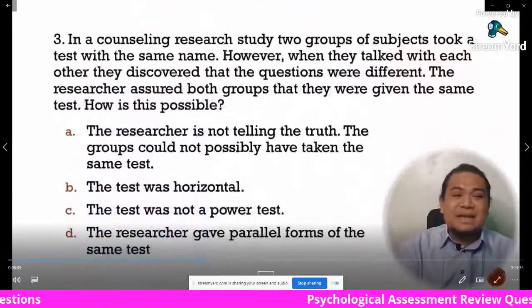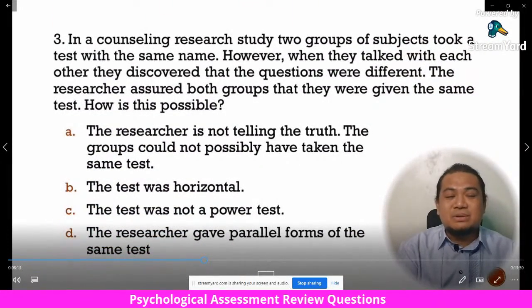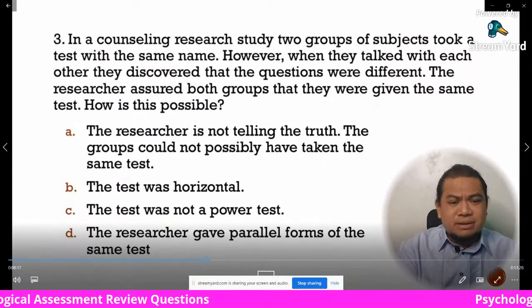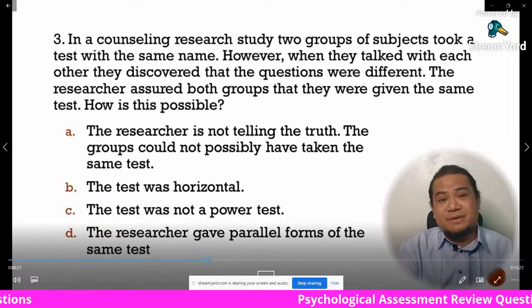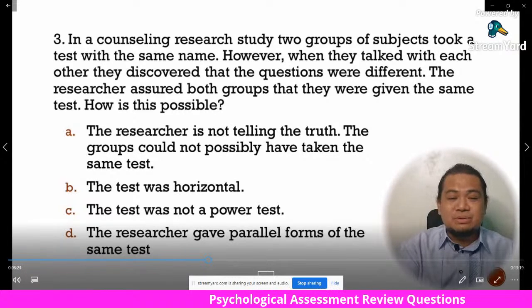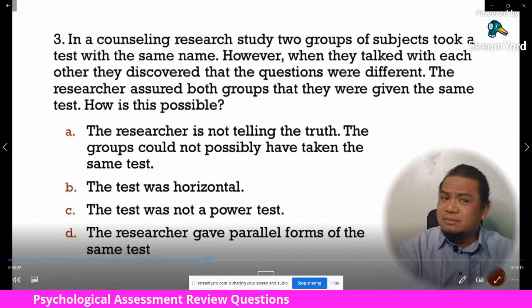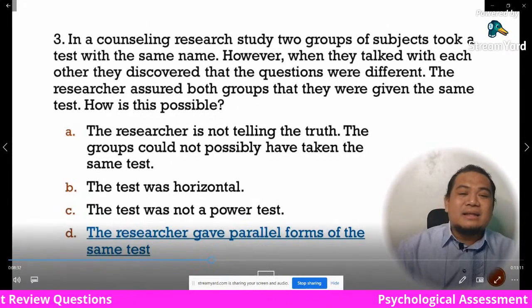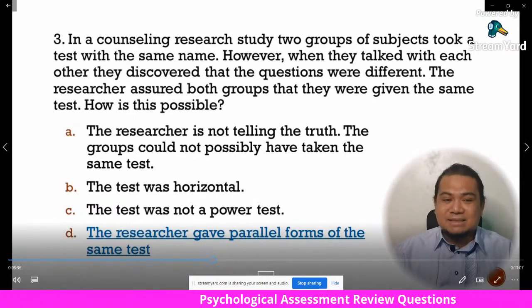Number 3, in a counseling research study, two groups of subjects took a test with the same name. However, when they talked with each other, they discovered that the questions were different. The researcher assured both groups that they were given the same test. How is it possible? The answer is letter D. The researchers gave parallel forms of the same test.